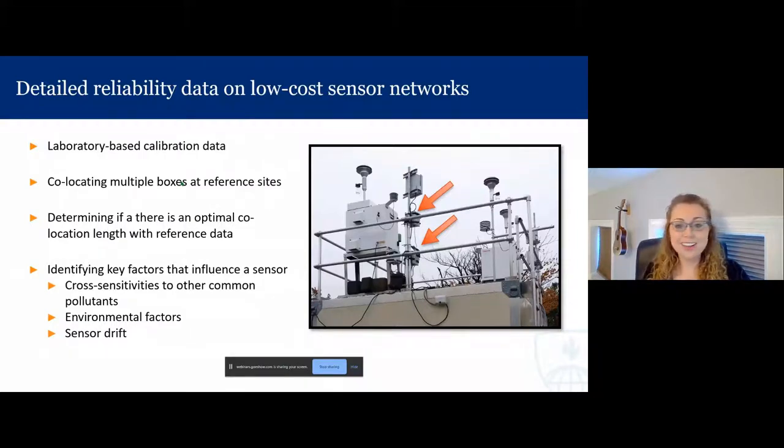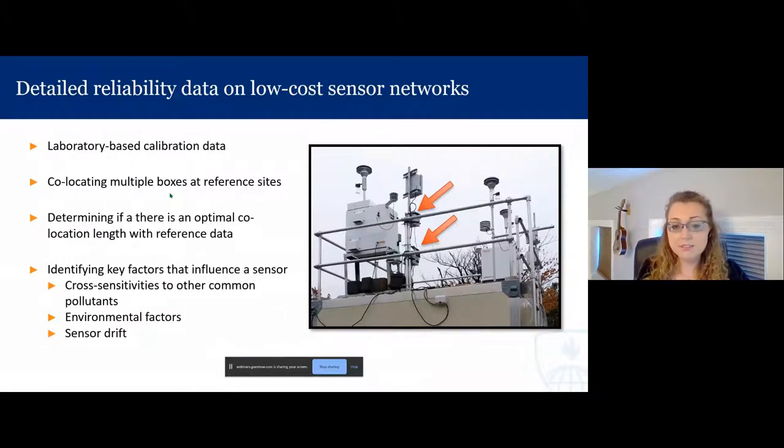First of all, every sensor in every portable and stationary monitor has a lab-based calibration. They all go through a chamber and get exposed to a concentration of gas that we know, and we save all of that data. But we also co-locate multiple boxes at reference sites. Out in the real world, we have boxes side by side, so that we have an idea of the differences between the sensors that are measuring.